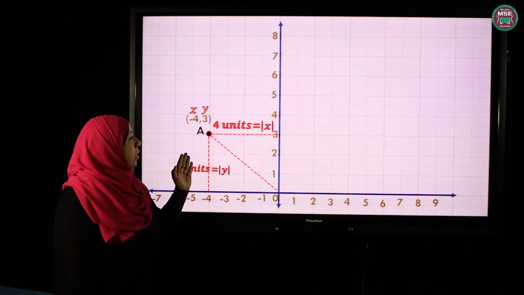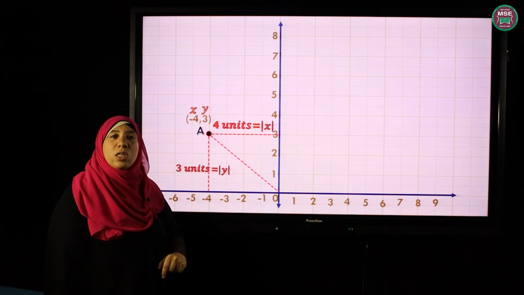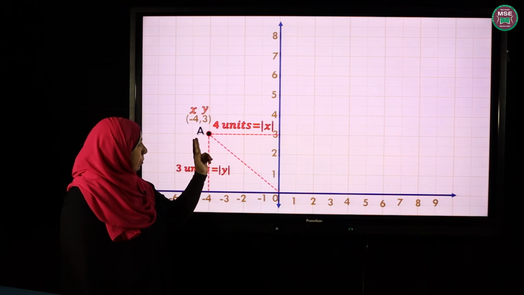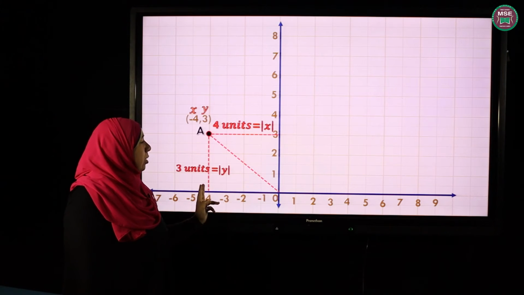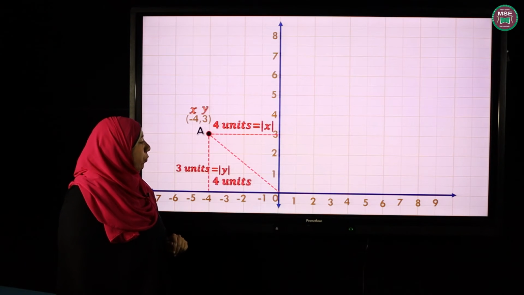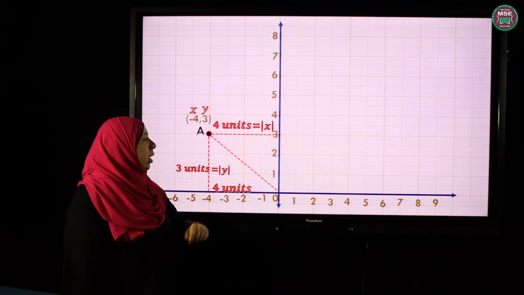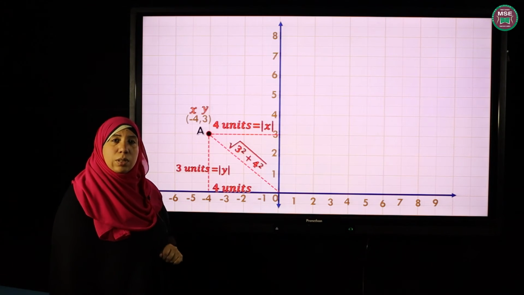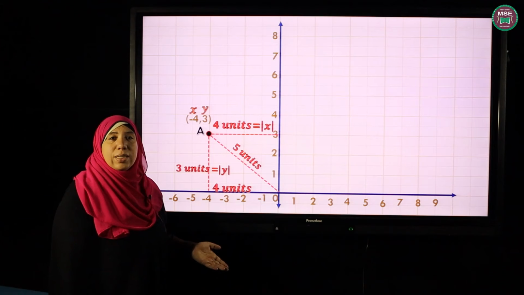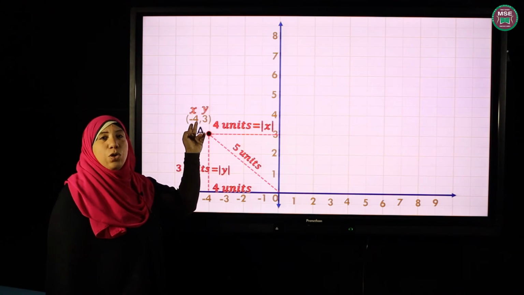Now, if I want the distance between the same point and the origin, you can notice that this is a right angle triangle. This side, the opposite one, is 4 units. So I can find this distance using the Pythagorean theorem: the square root of 3 power 2 plus 4 power 2 equals 5 units. What are 3 and 4? The absolute values of x and y.